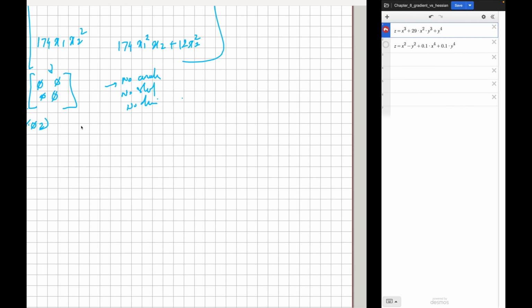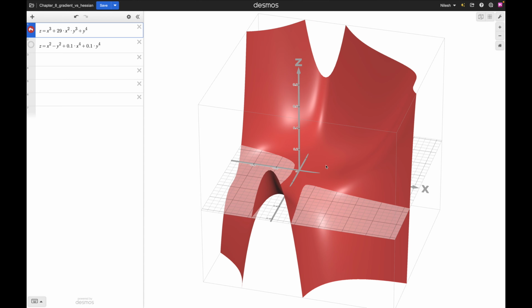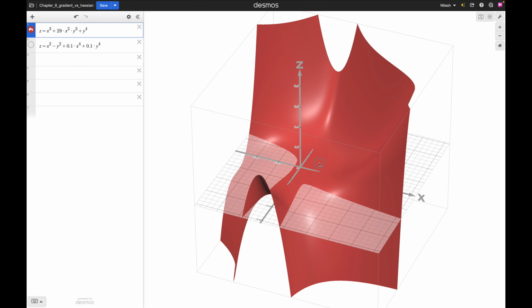So that was it for this video. I hope in this video you at least got some intuition about the real use case of the Hessian, and how it helps us understand the terrain as we walk over it to find the minima using gradient descent.